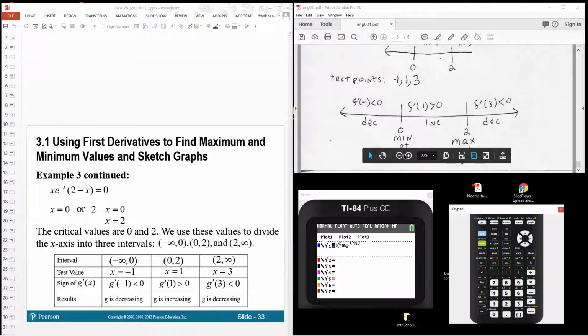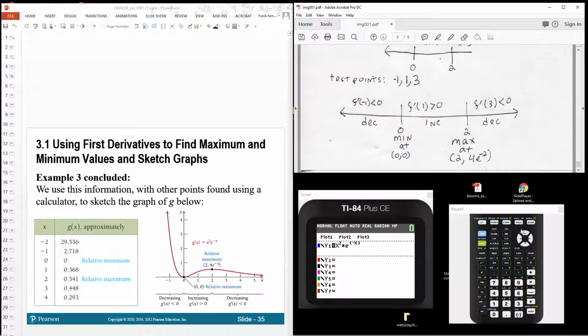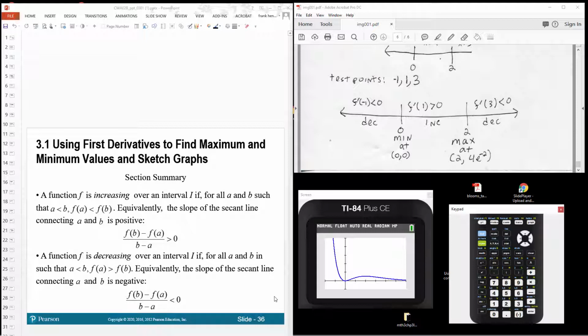So that means that we have a minimum at 0, 0, and a maximum at 2, e to the -2. Those are the points where it's a minimum and a maximum. And there's the graph of it, and here's my graph here. Okay, and that's the end of that one there.